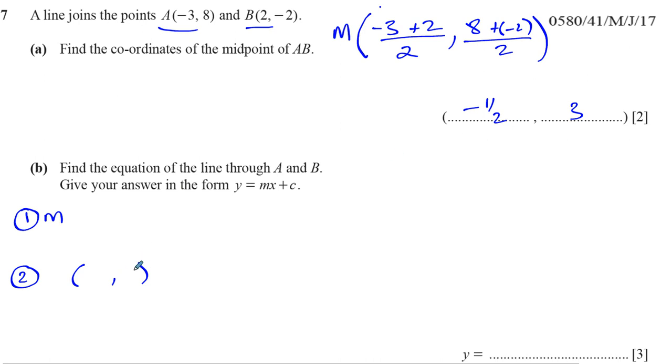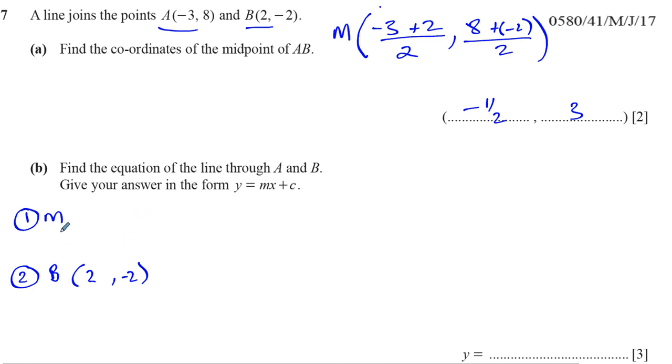So now, it's up to you to decide which one of these 2 points to use. You could use A or B. I'm going to use B first, just to show you. So we've got 2 and -2. These are smaller numbers, so I suppose that's what's best. But before that, we should know the gradient.